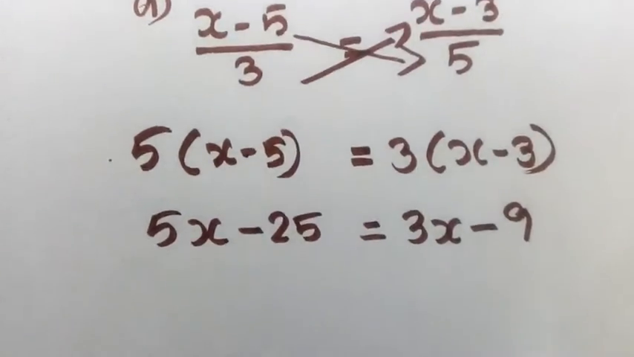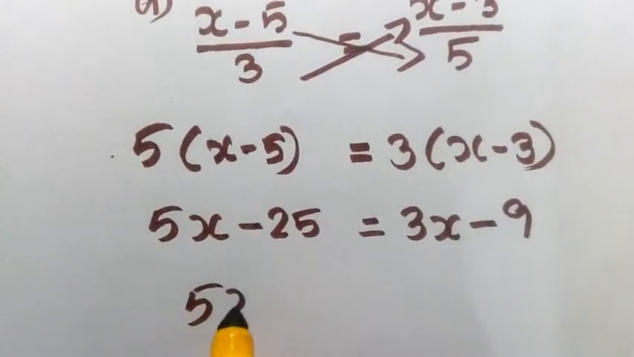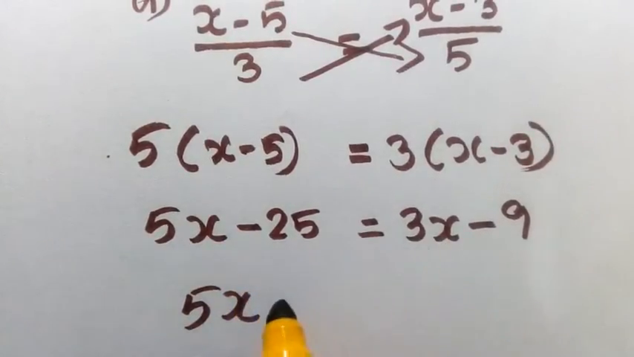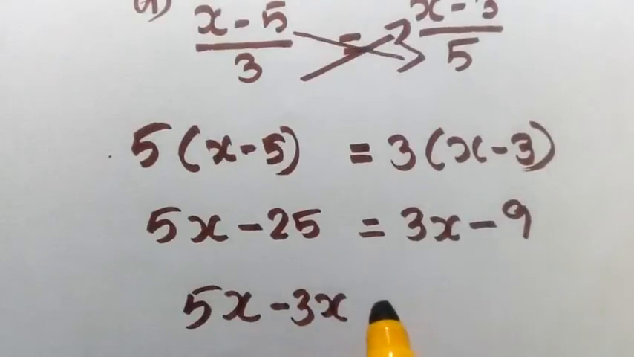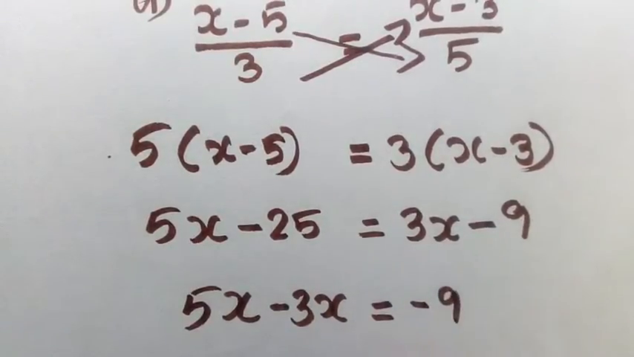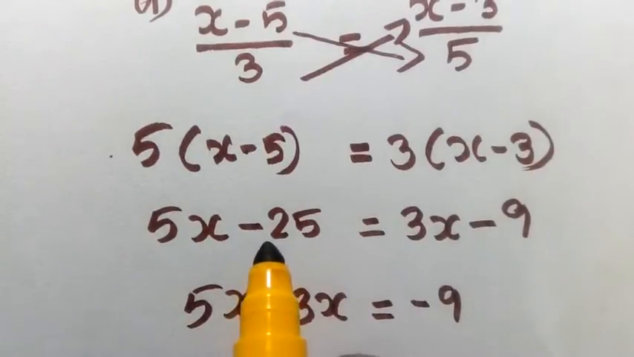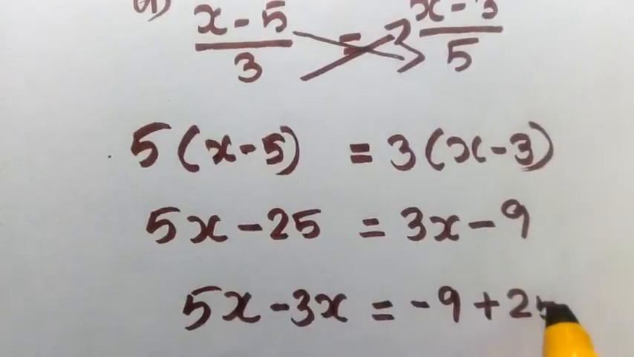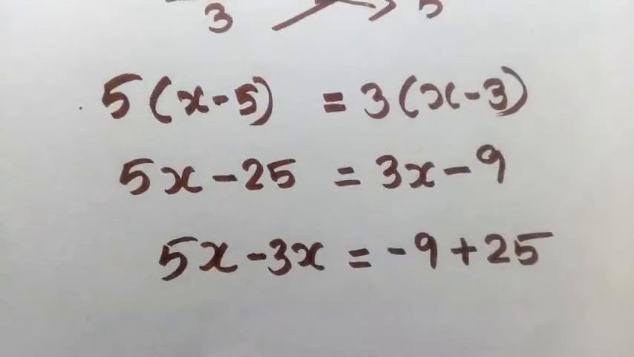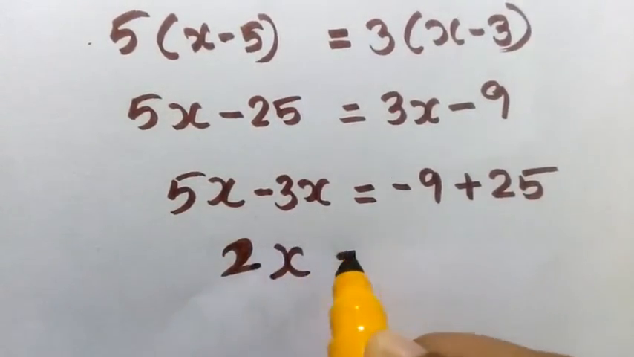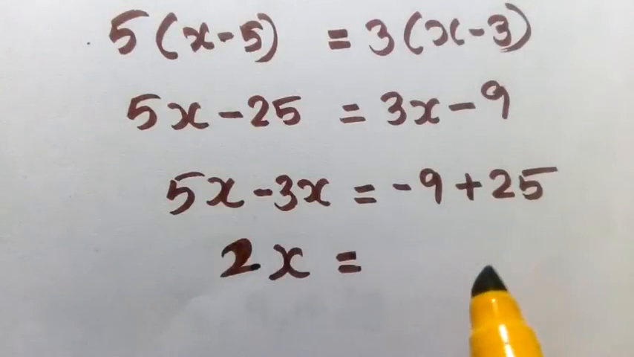So the next step is 5x, 3x is transposed, it will become minus 3x, is equal to, in the RHS we already have minus 9. If we transpose negative 25 to the RHS, then it will become positive 25. Next step, 5x minus 3x is 2x is equal to minus 9 plus 25.